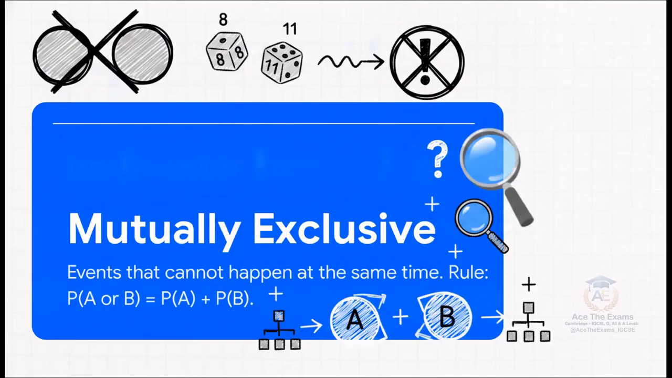First up, we need to completely understand mutually exclusive events. These are events that simply cannot happen at the exact same time. It's physically impossible. For example, if you spin a combined score on a game, you can't simultaneously score an 8 and an 11. When events are mutually exclusive, and you see the word OR in the command prompt, like find the probability of A or B, you use the addition rule. You just add probability A and probability B together.